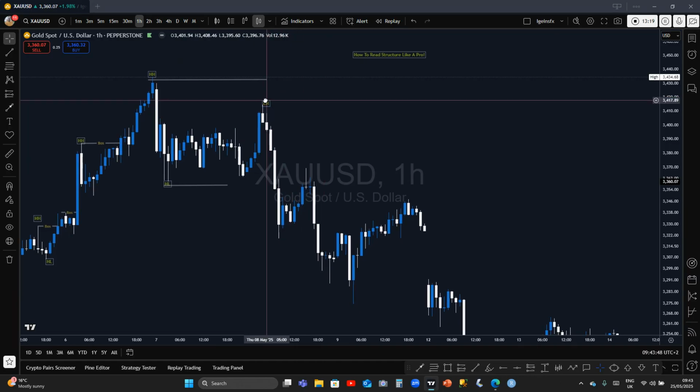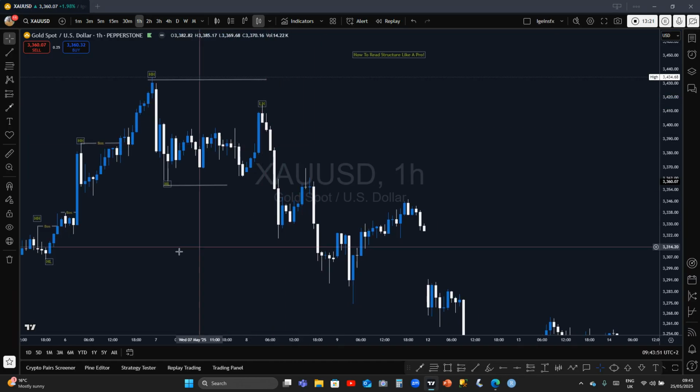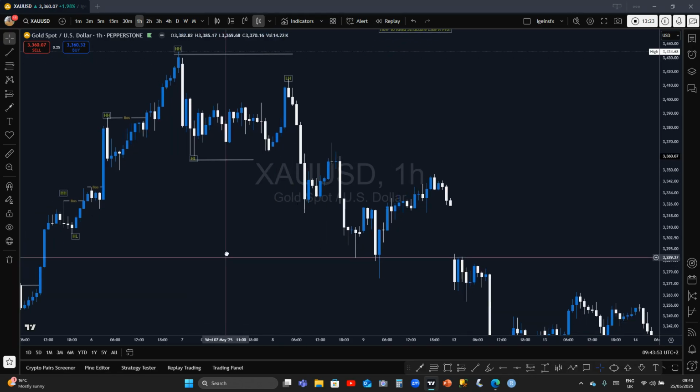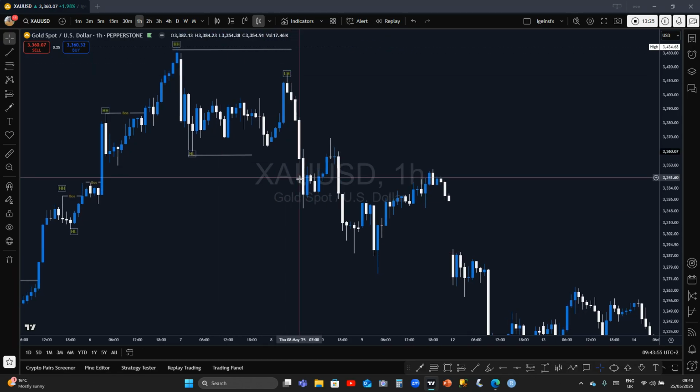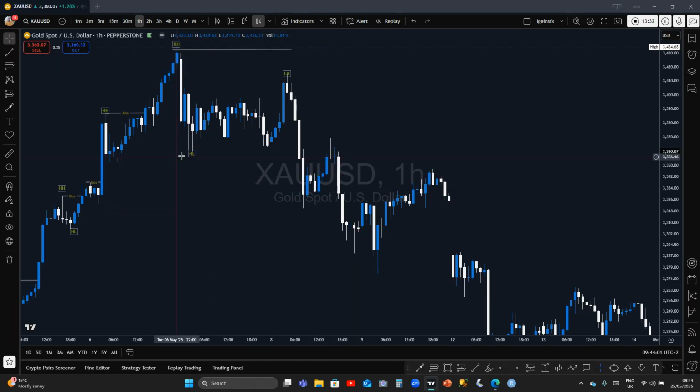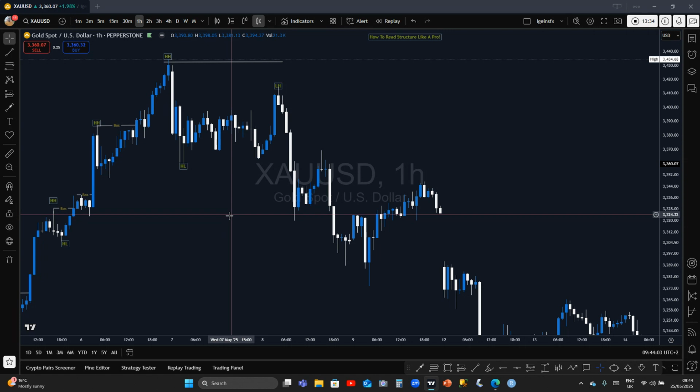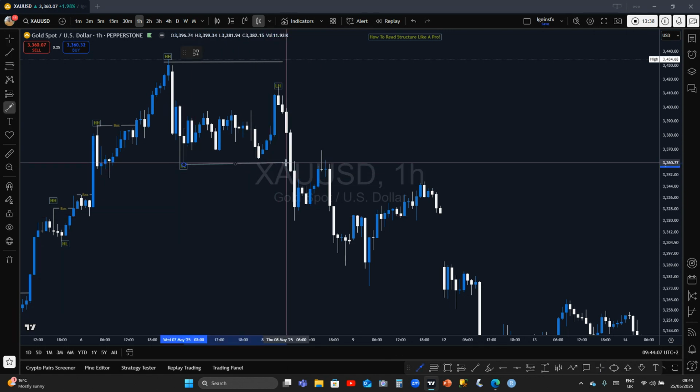It created a lower high. Then it now pushed to the downside, violating this higher low. And automatically, we now say market shift has happened. This is what we call market shift.